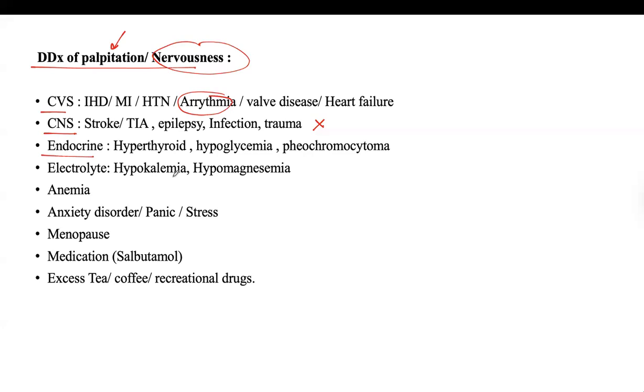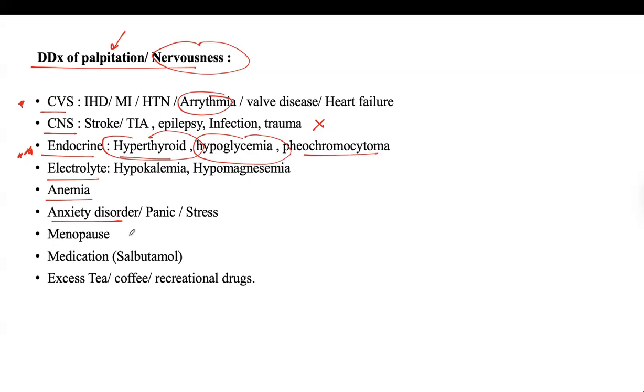Then we have endocrine causes. After cardiovascular, endocrine is a very important cause of palpitation. So what are the endocrine causes? It could be hyperthyroidism, which is important, hypoglycemia, and pheochromocytoma. Then we have electrolyte imbalance, hypokalemia and hypomagnesemia. These electrolyte imbalances can also cause palpitation. Anemia is important to rule out. Anxiety disorder, panic or stress disorder, it is always important to rule out.